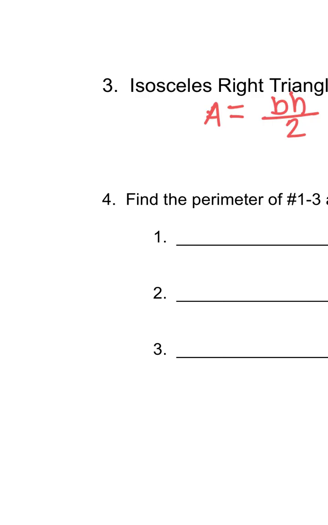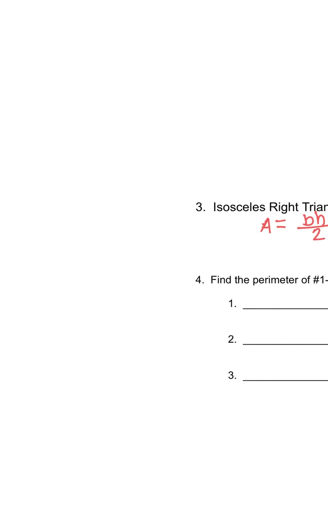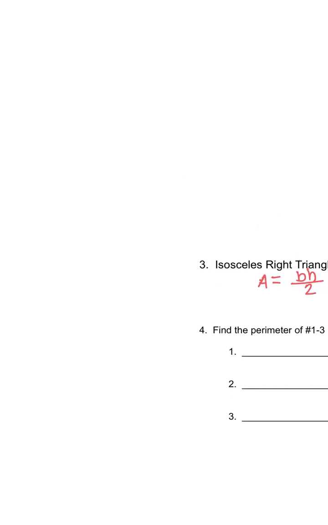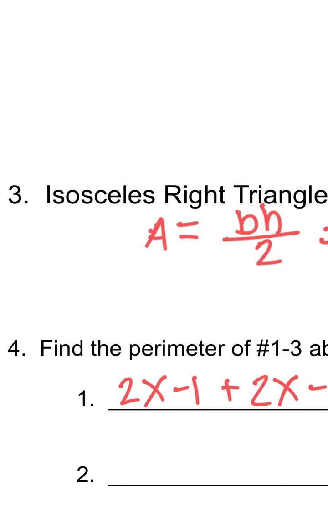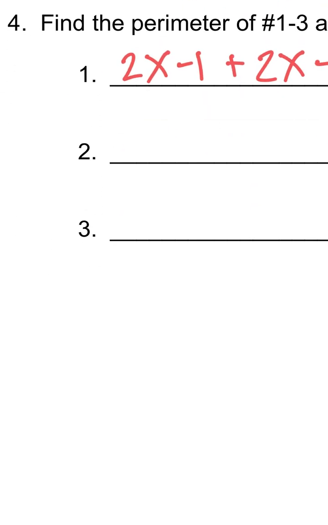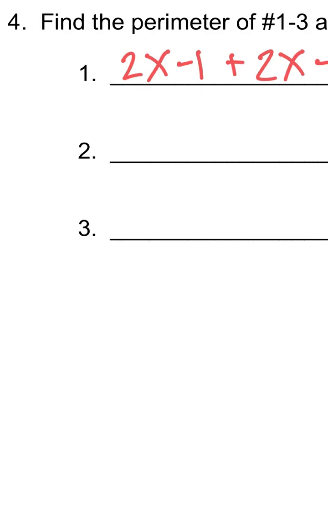Okay, so let's go ahead and find the perimeter of each shape above. So for number 1, what is the perimeter of that? So we have our 2x minus 1 plus 2x minus 1 plus 2x plus 5 plus 2x plus 5. And again, I just got all of those sides from the previous page, right? And then we do what? What do we combine?